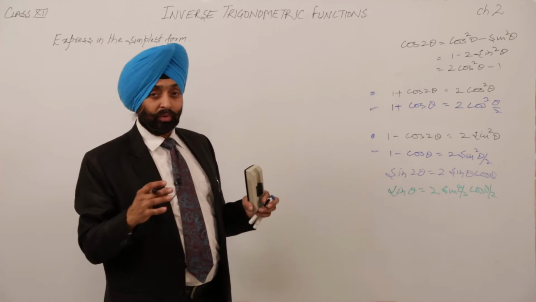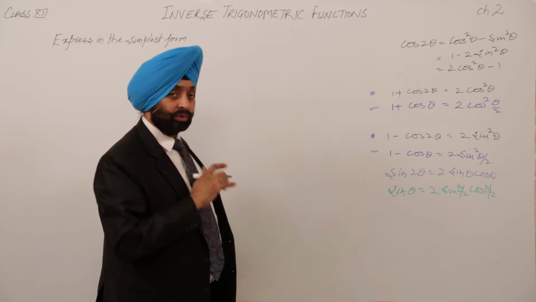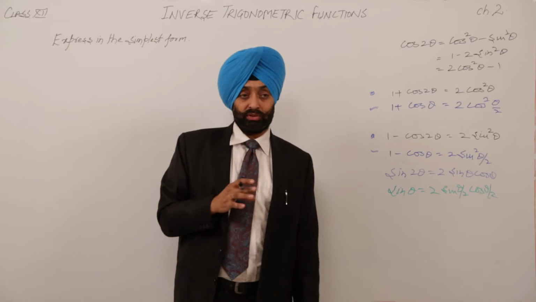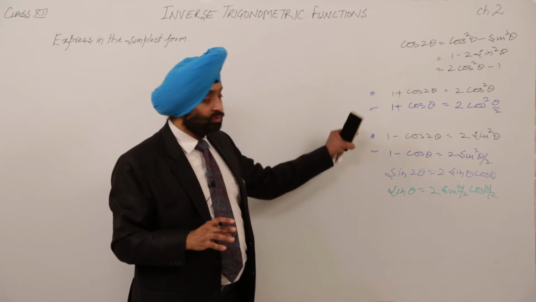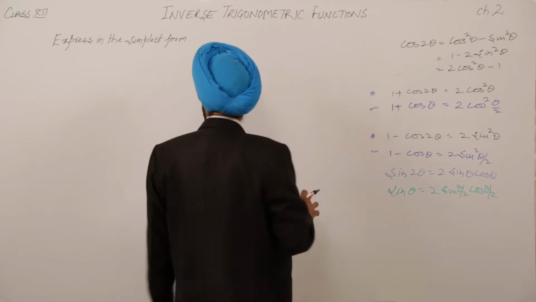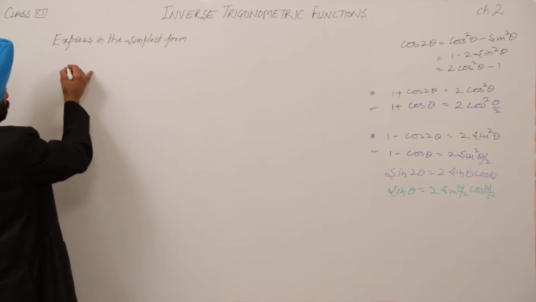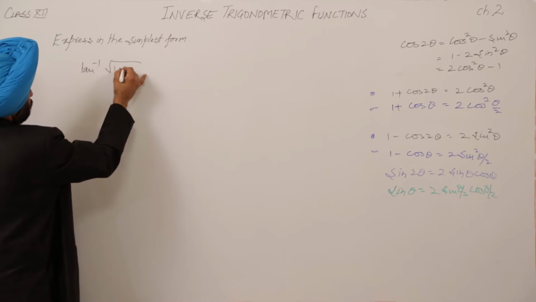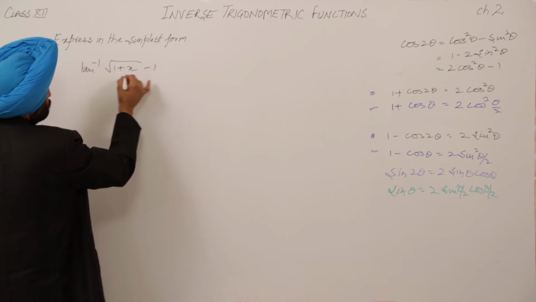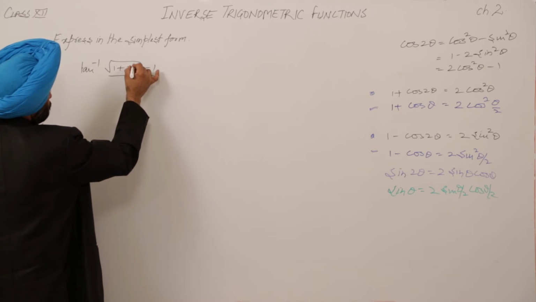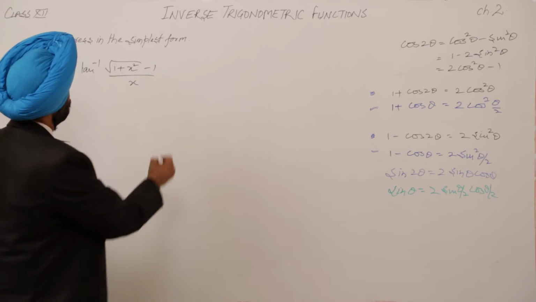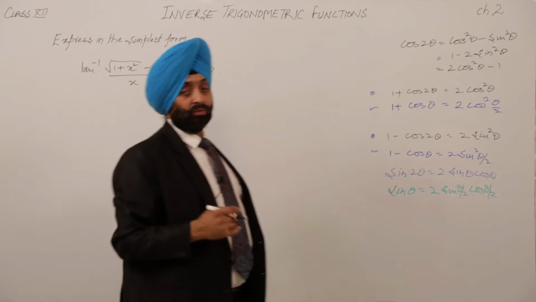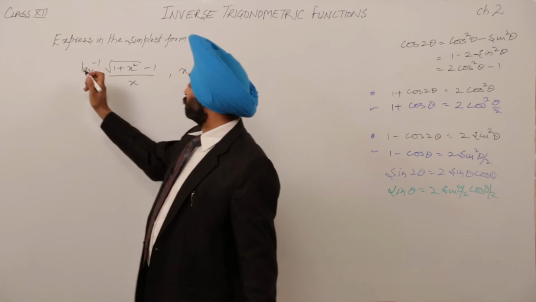Because in the next part, when we use calculus, differentiation, application of derivatives, then integration, application of integrations, and differential equations, everywhere 90% of the time we are going to use these formulas. Now we have one very simple question: tan inverse of (square root of 1 plus x square minus 1) upon x, where x is not equal to 0.